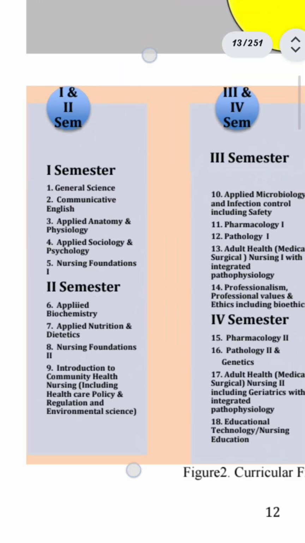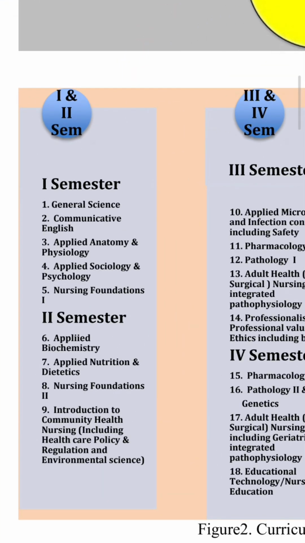So let us see the first semester syllabus. In first semester: general science, communicative English, anatomy, physiology, sociology, psychology, and nursing foundation. In general science, no need to study, because in general science we just get a brief idea about the 11th, 12th. The main focus is on these subjects: English, anatomy, physiology, sociology, psychology, and nursing foundation.